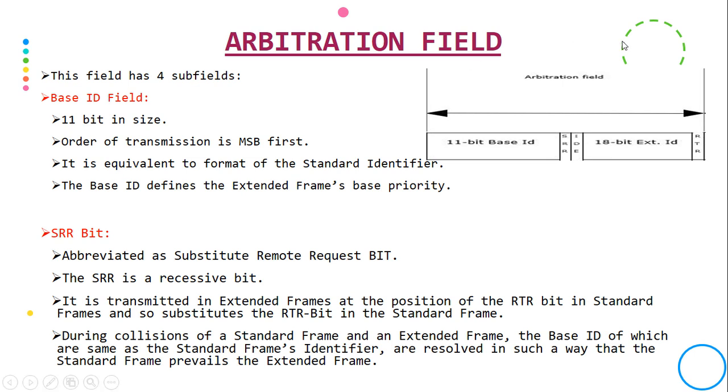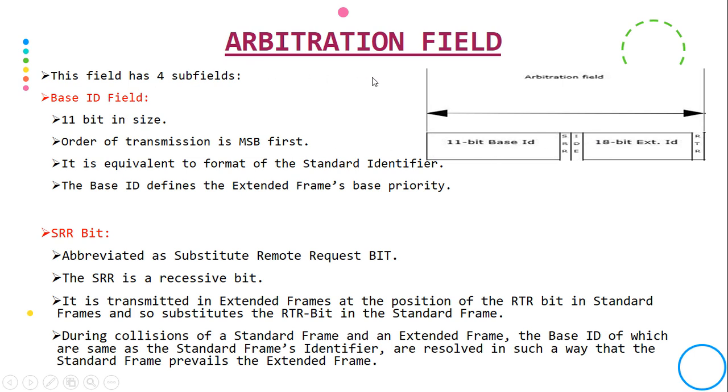So the frame format for standard and extended frame difference will be in the arbitration field. Here in the extended frame format, the identifier field is 29-bit. It is divided into two fields, but in case of standard frame format, it is only 11-bit.